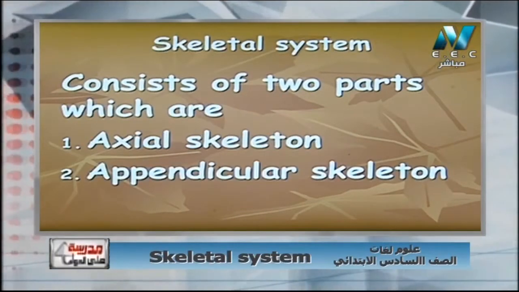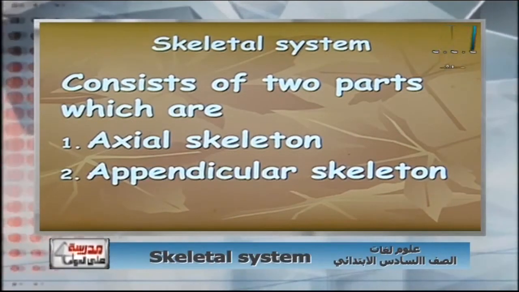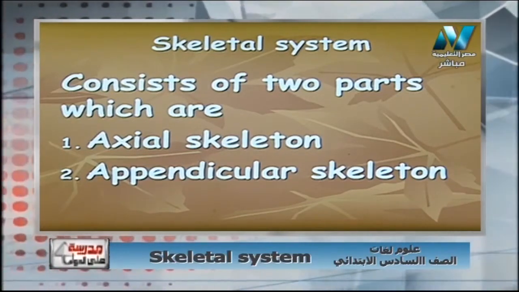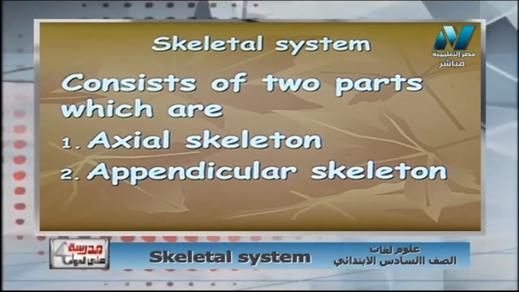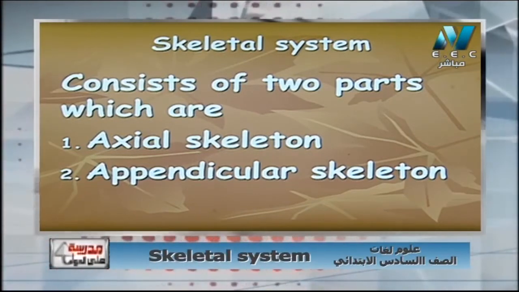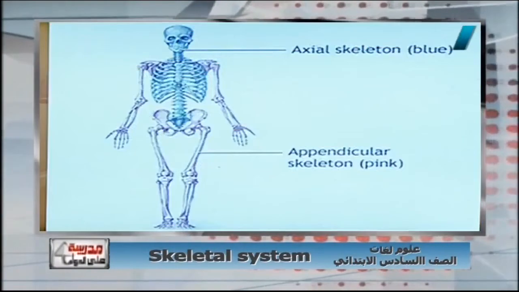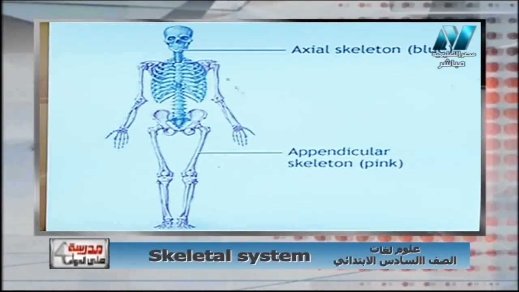What's meant by skeletal system or the components of the skeletal system? It consists of two main parts which are the axial skeleton الهيكل المحوري and the appendicular skeleton الهيكل الطرفي. يبقى لو بصينا لجسمنا كده الهيكل العظمي بتاعنا هنلاقيه بيتكون من جزئين بالشكل ده، اللون البينك أو اللون البلو.